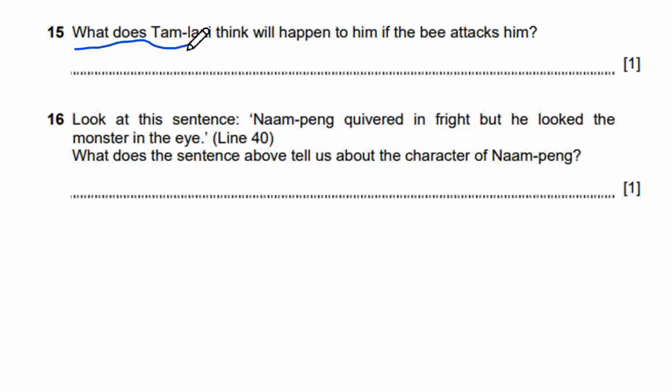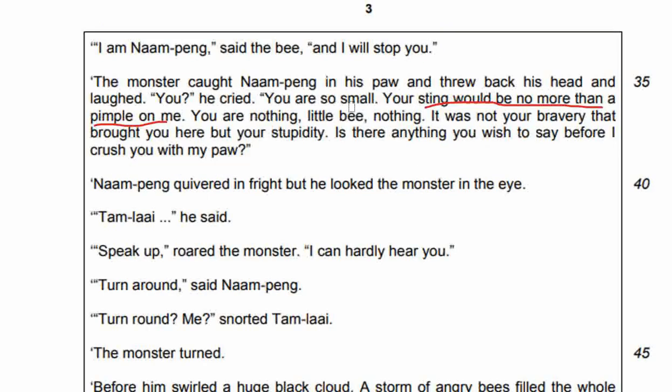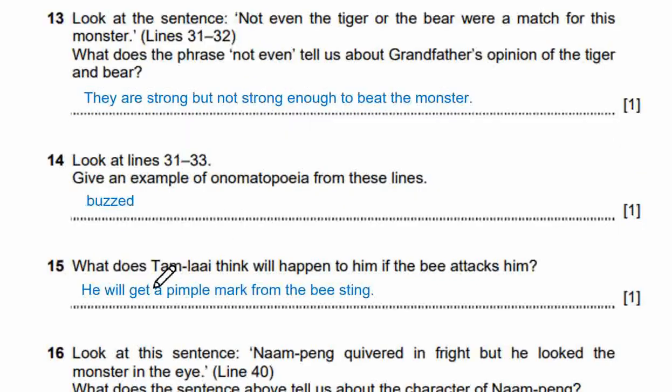So what does Tam Lai think will happen if the bee stings him then? In here it says that your sting would be no more than a pimple on me. So that will be what happened. Let's type down in the answer slot. Tam Lai thinks that he will get a pimple mark from the bee sting. Let's move to question 16.